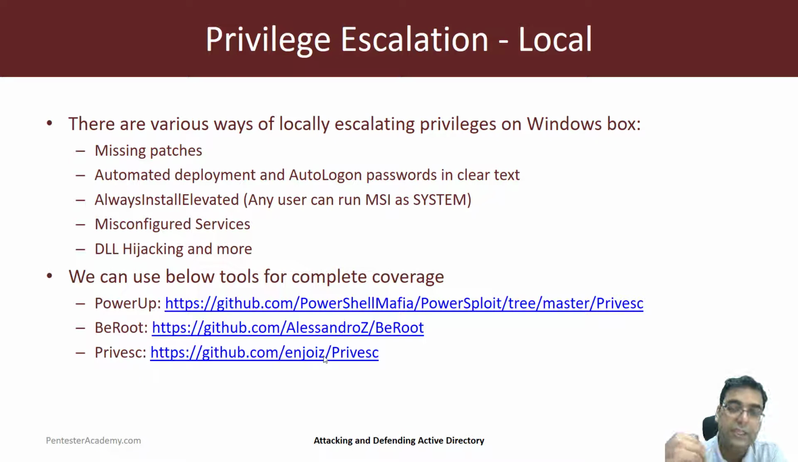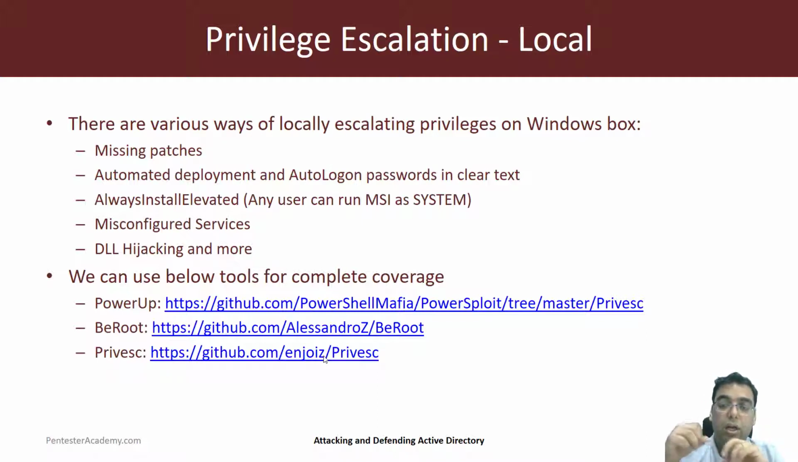We can test for these things manually or with the help of tools which make things faster. For example, we are going to have a quick look at PowerUp, BeRoot, and PrivEsc, all open source tools useful for checking privilege escalation opportunities locally. In case of privilege escalation, as far as this class is concerned, we are going to have a look at only the service issues.